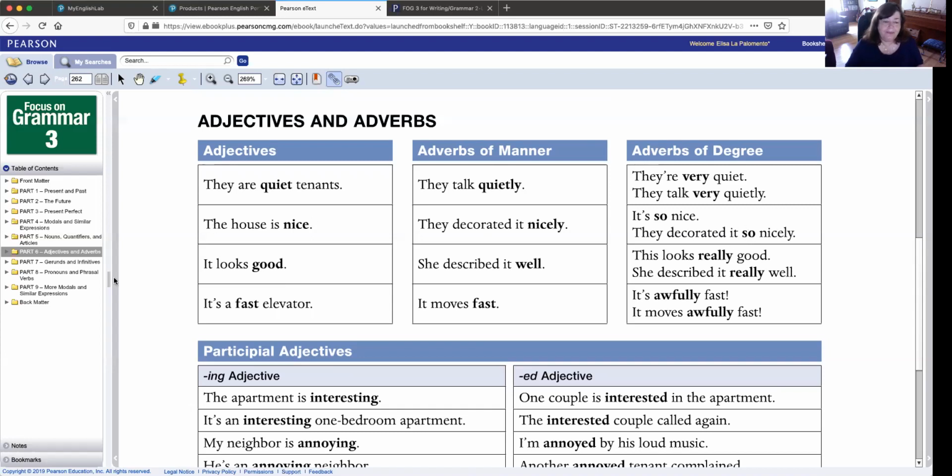So nicely. Going back here, some more examples. It looks good. The word good is an adjective describing how it looks.